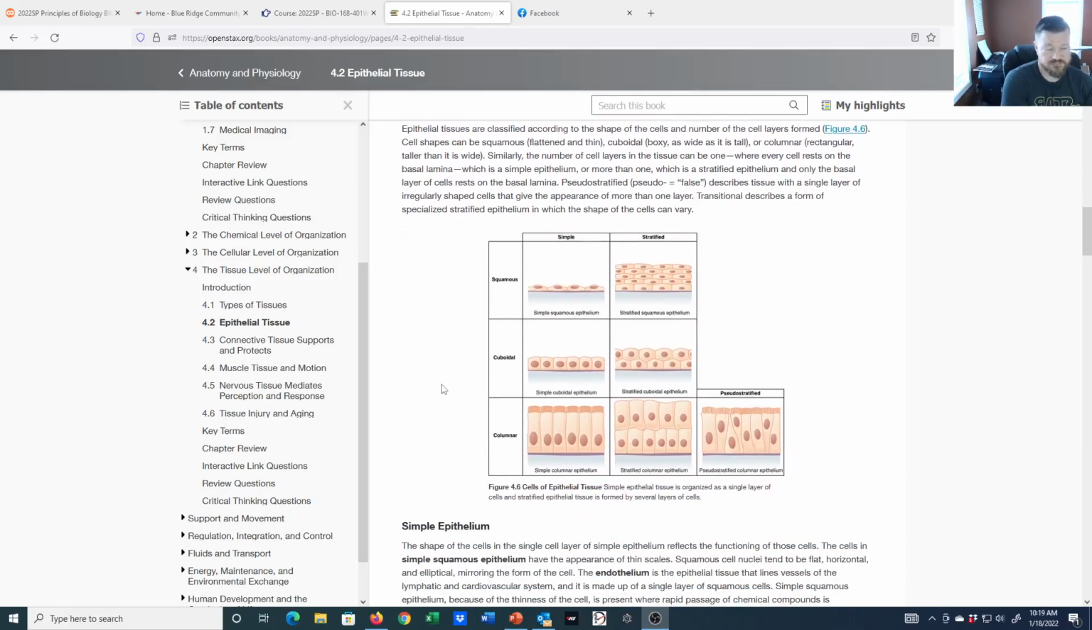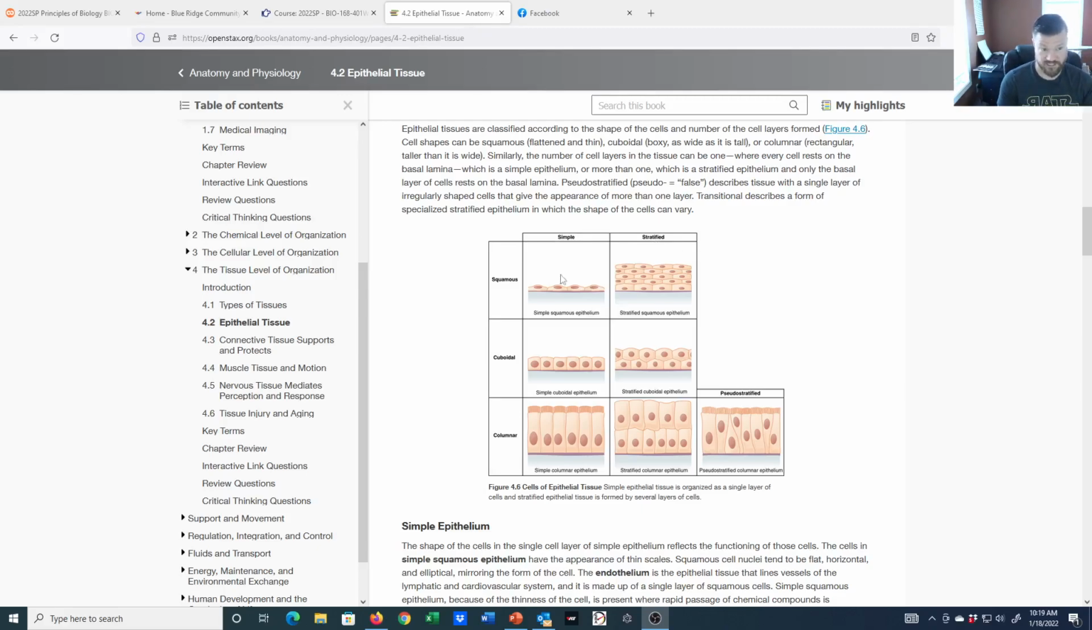How they're classified is based on two things. One, are they single layer thick or multiple layers thick? If they're single layers thick, then they're called simple. If they are multiple layers thick, then they're called stratified. And so when you're naming epithelial tissues, that's one of those two, right? Either simple or stratified is the name you'll pick.